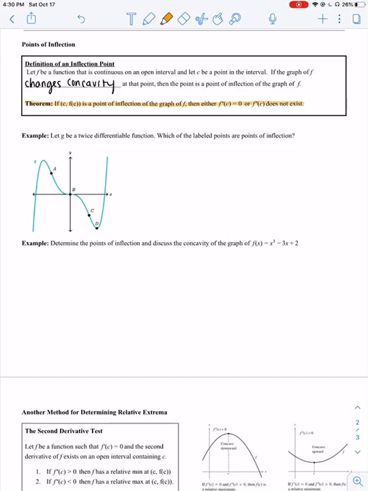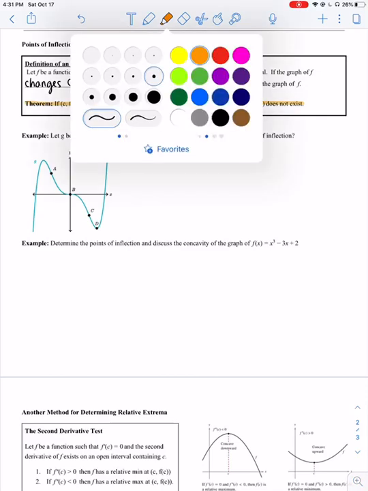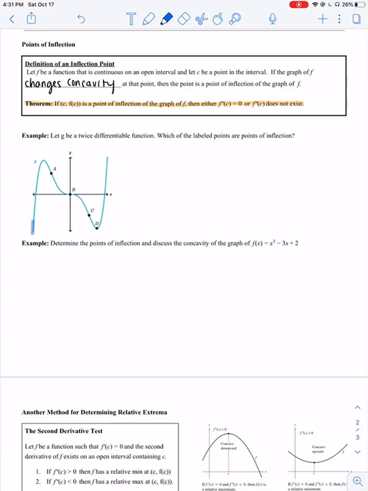Graphically, let's look at points of inflection. This is the graph of g, and g is a twice differentiable function, which means you can take the derivative twice. Which of the labeled points are points of inflection? It will be a point of inflection if it switches concavity. So let's first think about this. I'm going to highlight this first region all the way to the point A.